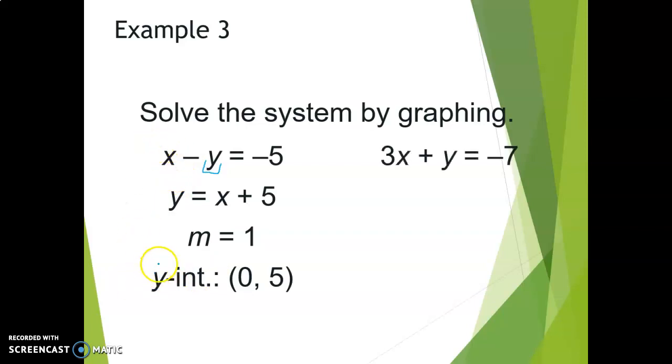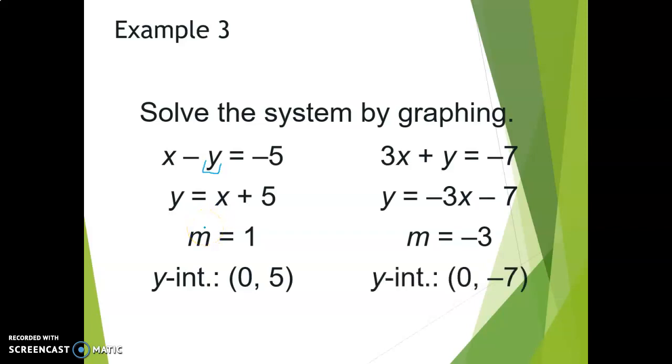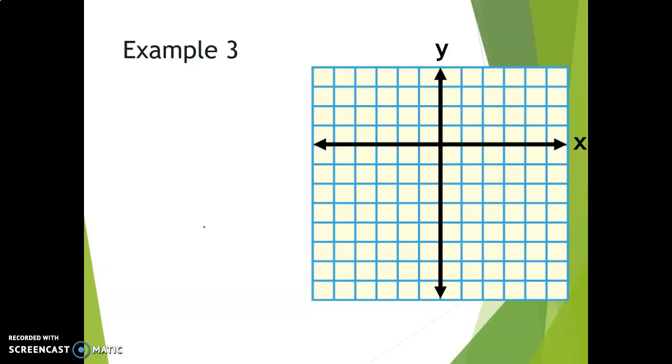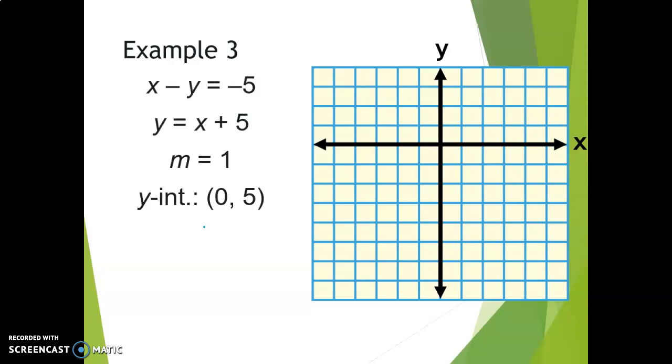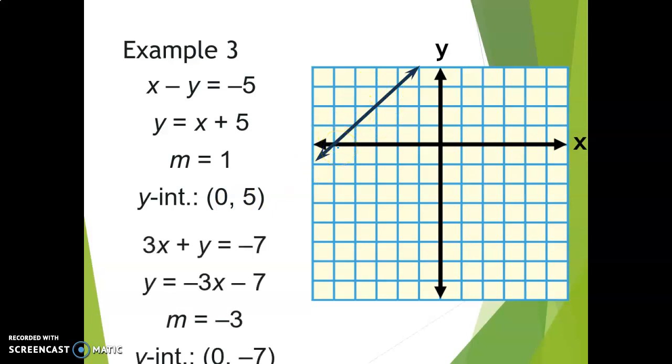Our second equation, 3x plus y equals negative 7. When we solve for y, we get y equals negative 3x plus 7. Our slope is negative 3, and our intercept is negative 7. When we go to complete those steps, we're going to graph both equations. So here's our first equation. And then we go to graph our second equation. Here's our second equation. We then find our point of intersection, which in this graph is negative 3, 2.